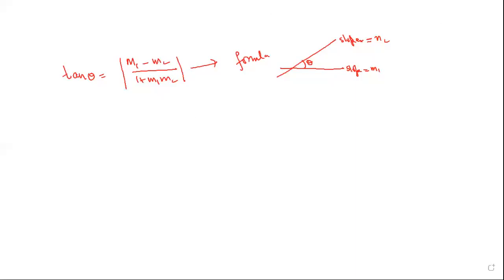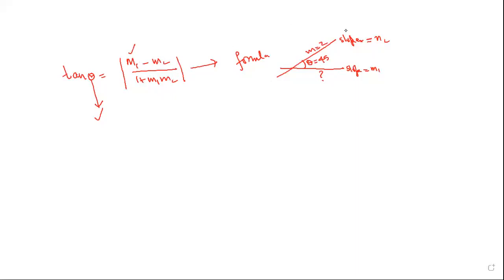Okay, I'm going to give you another application for this. If you know the angle and you know one slope, you can find the slope of the other. Did you follow that? By substituting this, you will always get two values because there's a modulus sign.